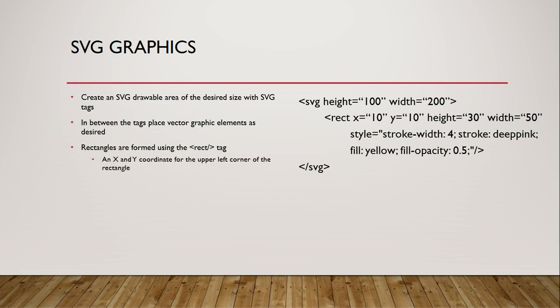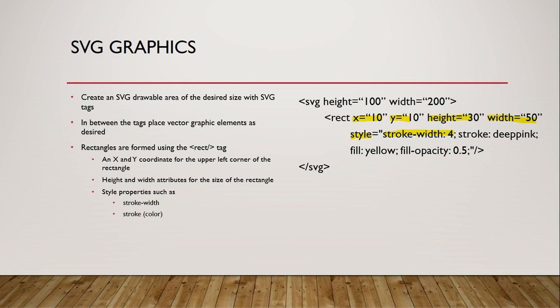Some of the attributes include an X and a Y coordinate for the upper left corner of the rectangle. And then there are also attributes specifying the height and the width of the rectangle. And finally, a style attribute, which includes properties such as the stroke width, which specifies how wide the boundary line should be. So here the line will be 4 pixels wide.